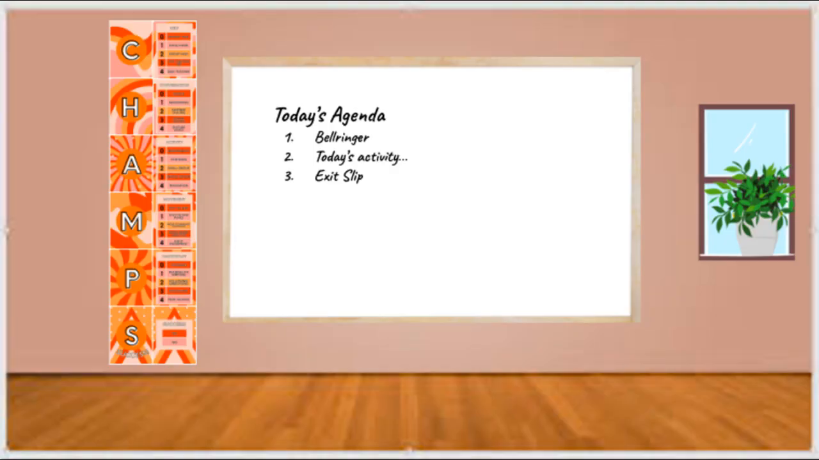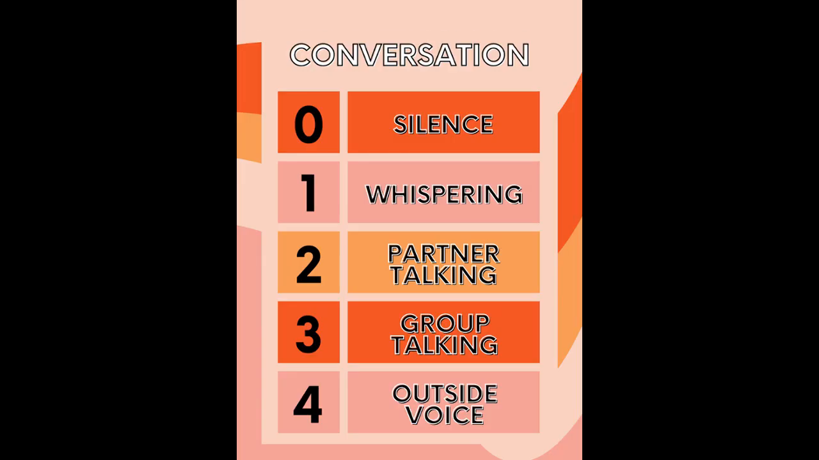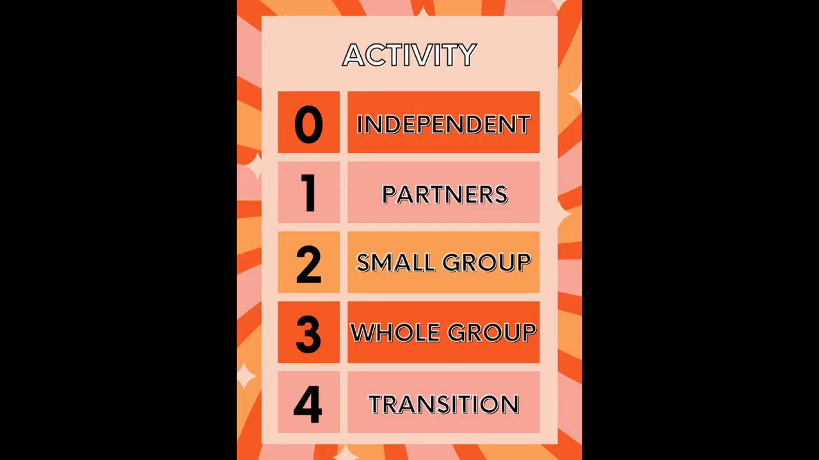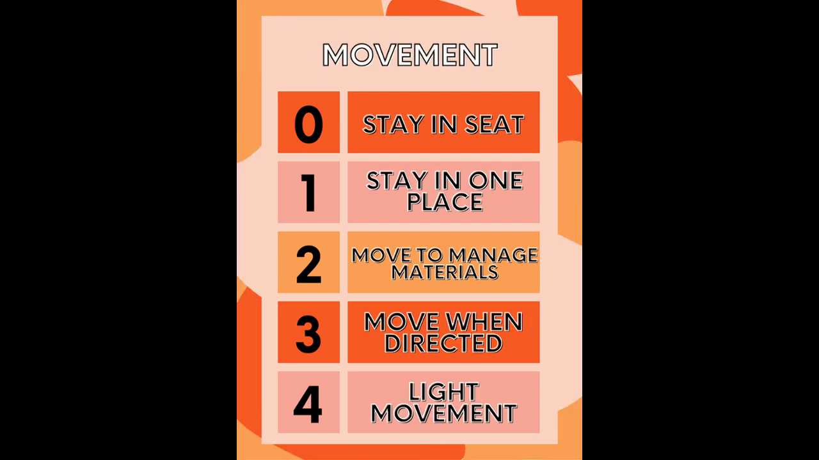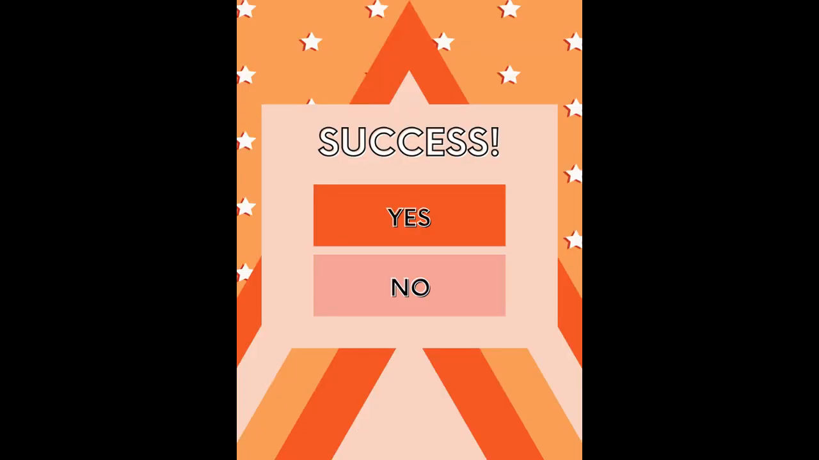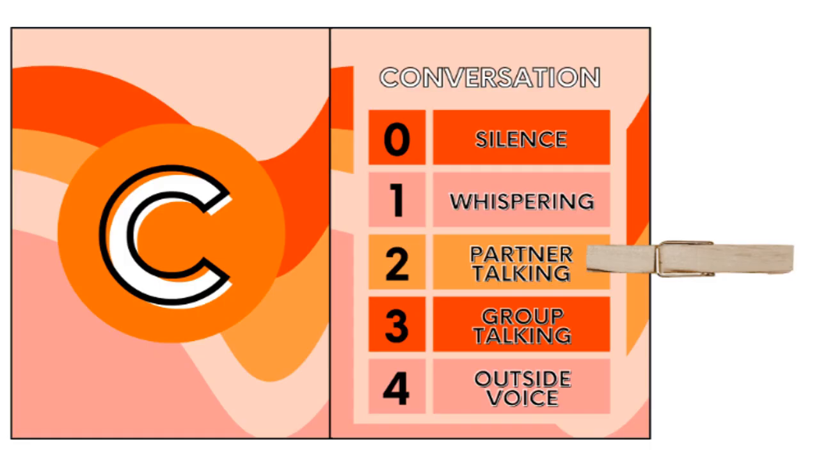Start by displaying the CHAMPS visual in a highly visible location in your room, ideally where direct instruction occurs. Each letter of the CHAMPS logo has a 0 to 4 scale, indicating the expected behaviors. These descriptors can be modified to better meet the needs or language within your classroom, but should stay consistent once you start implementing CHAMPS. The success section is a good reminder to reflect with your students as to whether or not they were meeting the needs or expectations laid out for them.